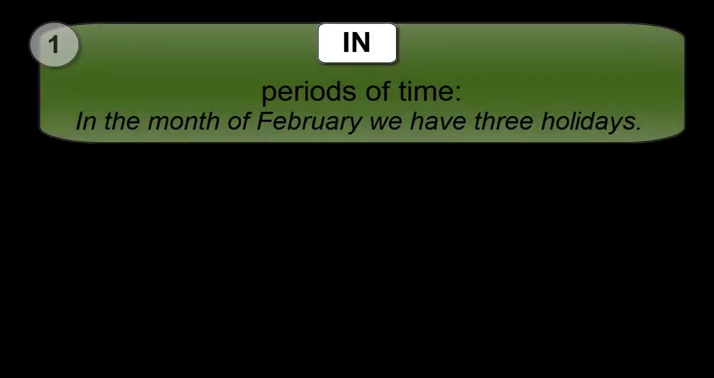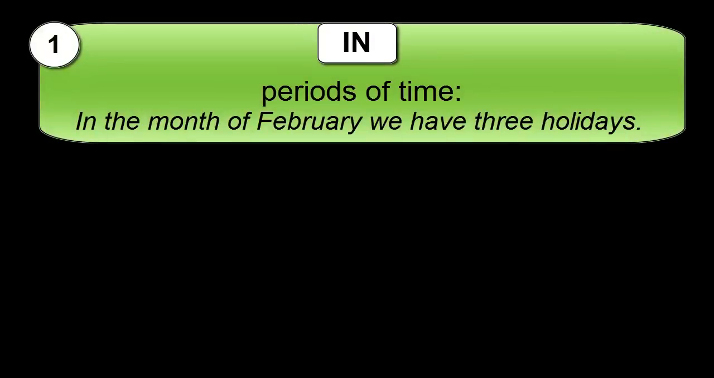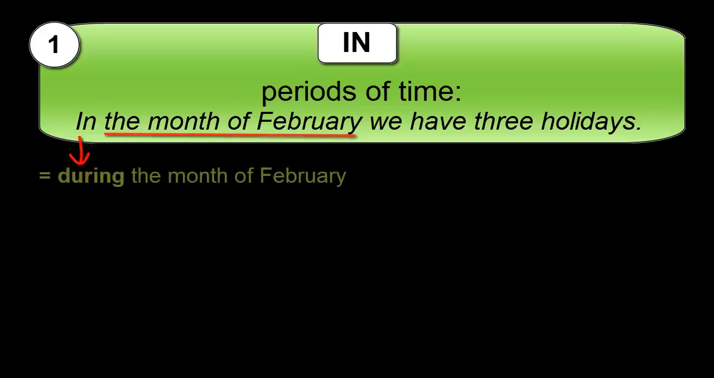Another preposition with more than one use is in. The focus so far has been on periods of time. We can say, in the month of February, we have 3 holidays. I told you that we use in with longer periods of time. In the month of February is closest in meaning to during the month of February.